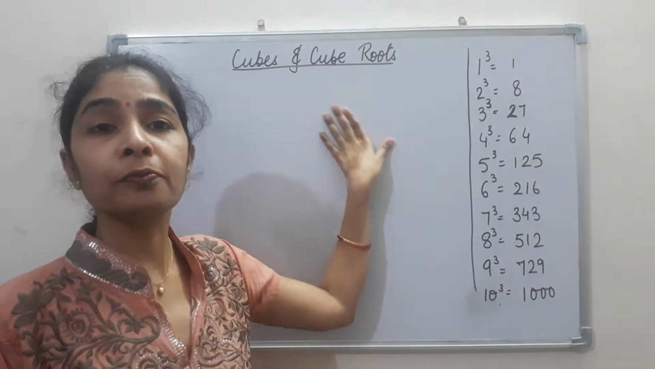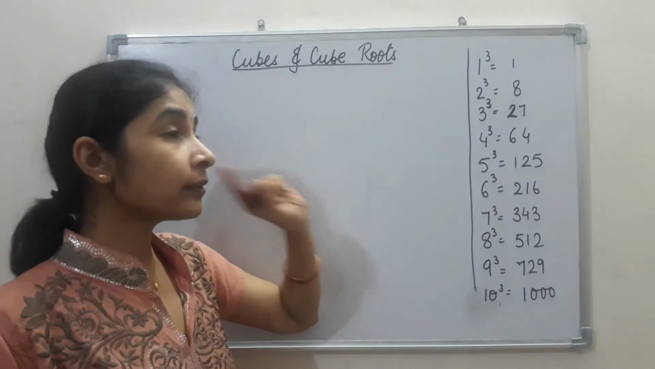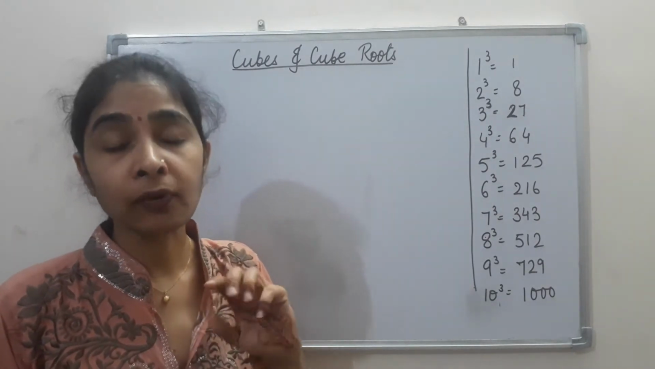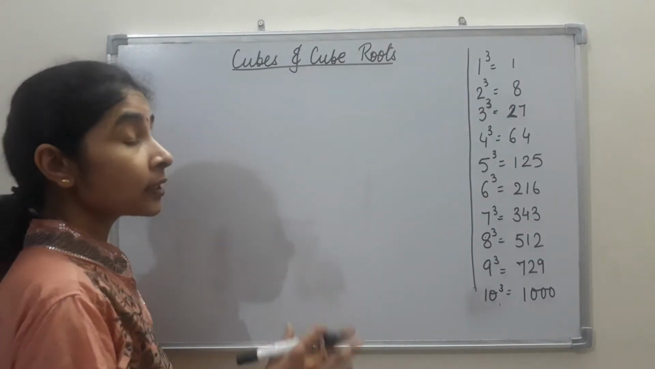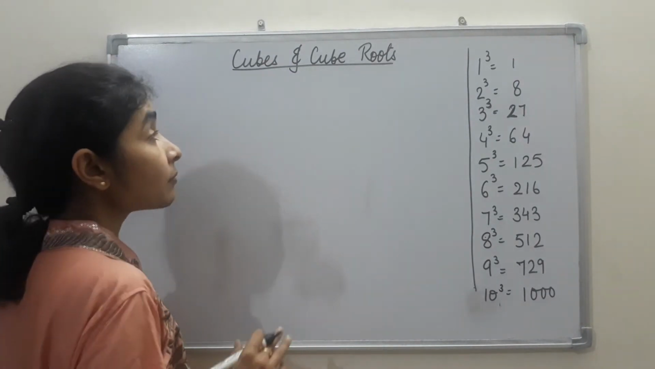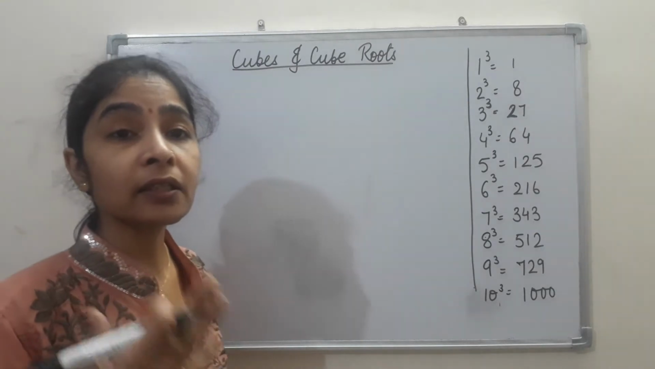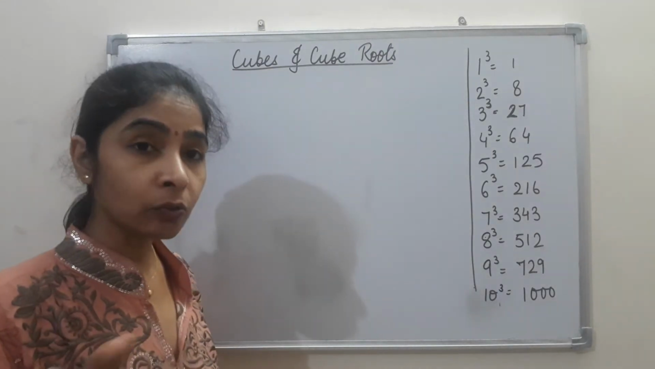Hello guys, here we are with the new topic, that is cubes and cube roots. Now we have already done squares and square roots. In squares and square roots, what did we do? We got a number m such that it can be represented in the form of n into n.